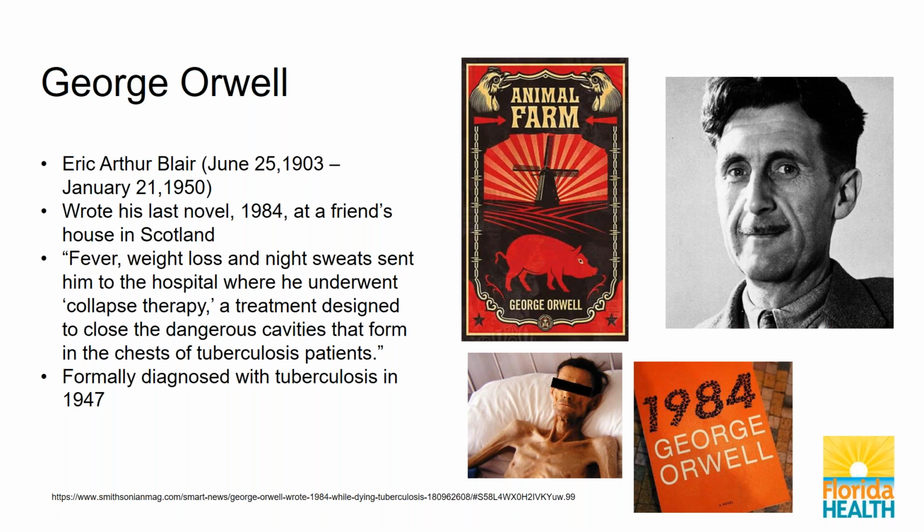All right, so I learned a lot about George Orwell this week. So his actual name was Eric Arthur Blair, right? And he wrote his last novel, 1984, at a friend's house in Scotland when he was actually really ill with TB. And so there's a quote where he talks about what the collapse therapy was like. One of the writers for a column said that fever, weight loss, and night sweats sent him to the hospital where he underwent collapse therapy, a treatment designed to close the dangerous cavities that form in the chest of tuberculosis patients.